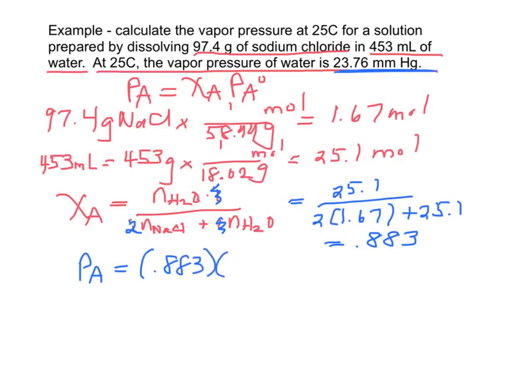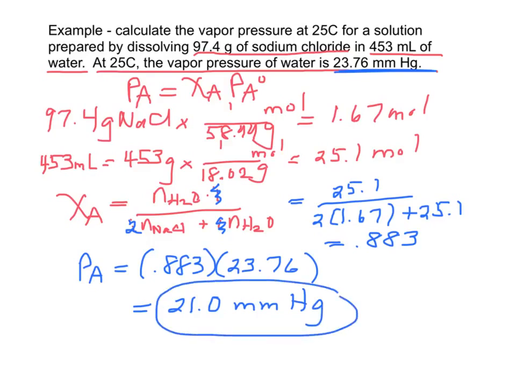The vapor pressure of pure water is 23.76 millimeters of mercury. So if I do that out, I get 21.0 millimeters of mercury. So this is now the vapor pressure above the solution, and you can see that it is less than the vapor pressure of the pure solvent. And that's really all there is to vapor pressure lowering and Raoult's law. So be sure you know what the colligative property is, why it exists, and how to do a calculation.